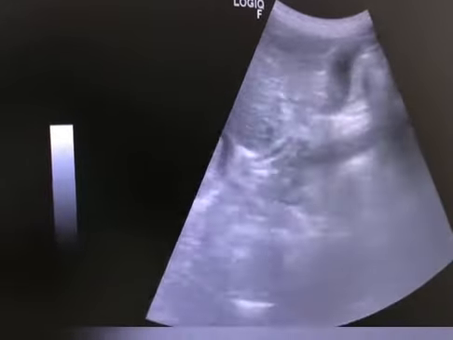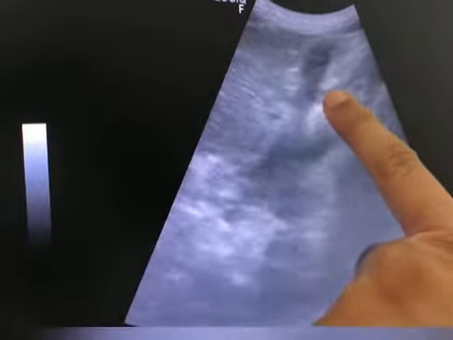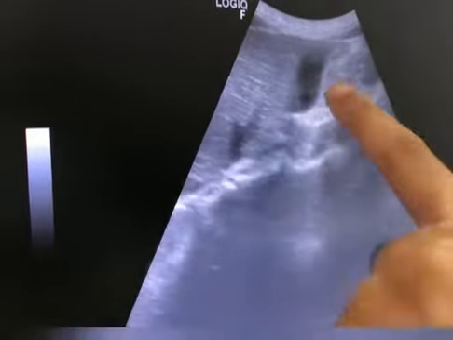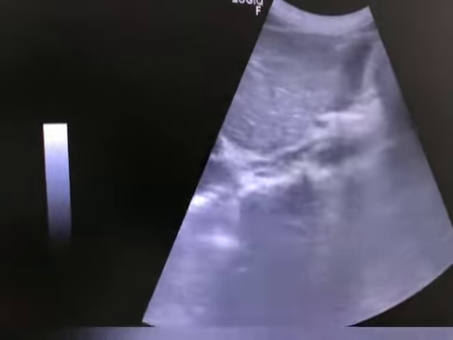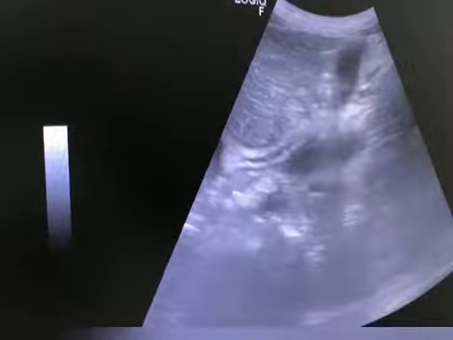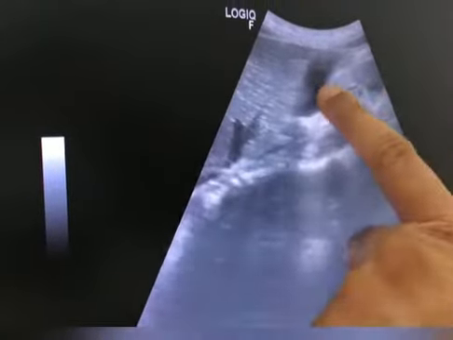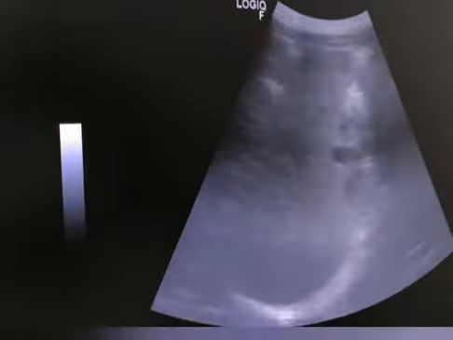If we tilt the probe extremely towards the left, at present I have tilted the probe extremely towards the left, then I am able to see the gallbladder near the left lobe, below the left lobe. This is the left lobe in the longitudinal section, and here is the gallbladder located below the left lobe.